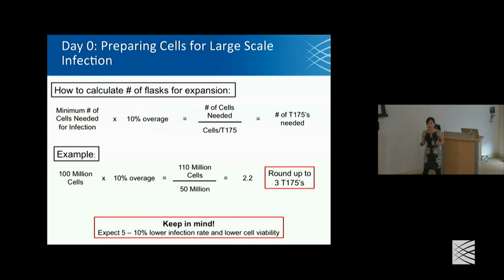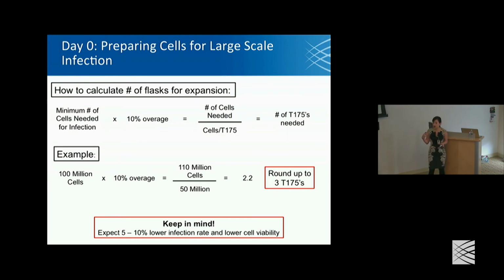And the reason for adding overage is that you have to remember we're scaling up from assay dev, which was just a one-well infection, to many, many plates now. So we want to add 10% overage because we're going to expect to get a little bit of loss in infection rate and loss in cell viability. That gives us our actual number of cells we need for this infection.